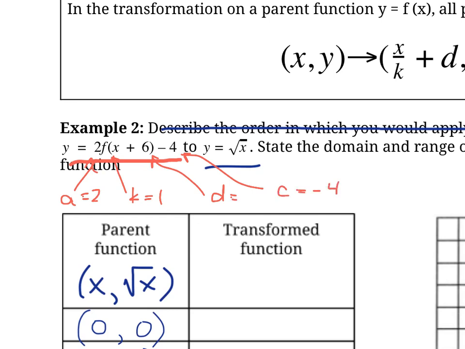Sorry, I forgot to do d equals 6, right? Or is it negative 6? Remember, we have to flip the sign there, so it is actually going to be negative 6. So we have our values.